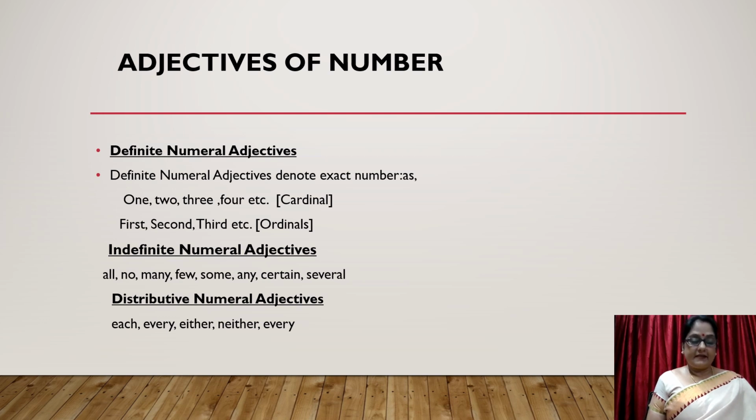Indefinite numeral adjectives. Now second kind is indefinite numeral adjectives. Definite we have known, exact number. Now indefinite means all, no, many, few, some, any, certain, several. It's not definite, isn't it? Then distributive numeral adjective. Distributive means each, every, either, neither. These are distributive numeral adjectives.